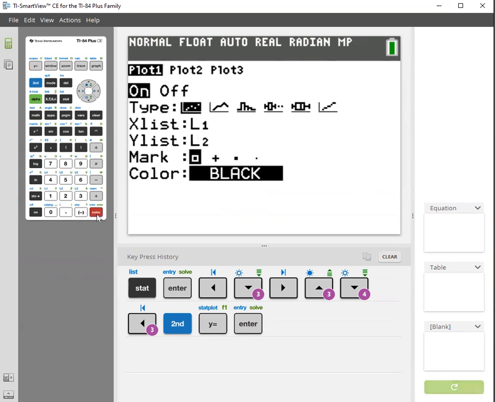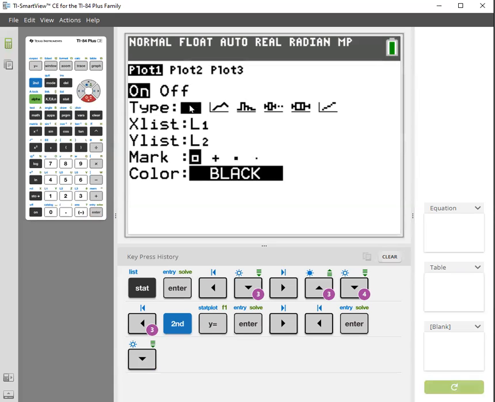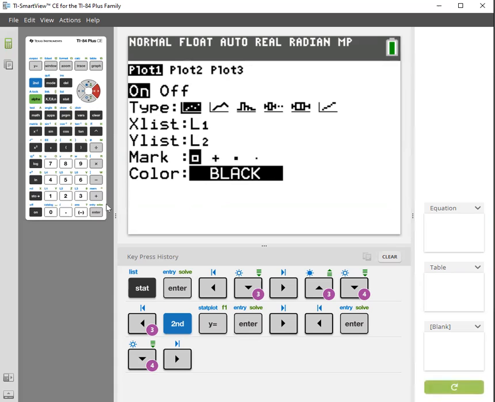Hit enter. Make sure that you have it hovered over the word On, so it turns the points on. I want them to be a set of plot points, so choose the first graph. The X coordinates will be the L1 list. The Y coordinates will be the L2 list. And the mark was those little boxes, but I'll change them to these little crosses, so they'll mark with a plus sign on the map instead, so you can see the difference.